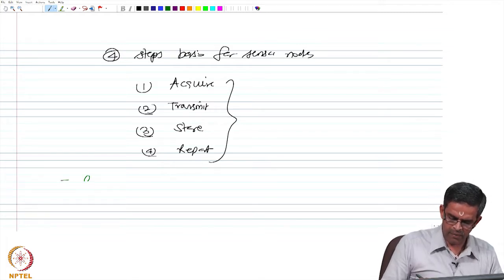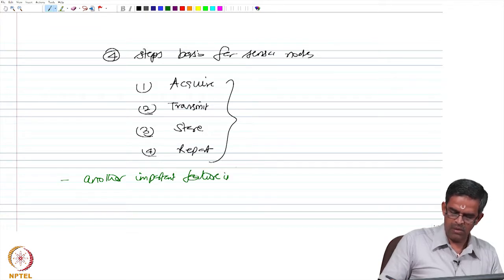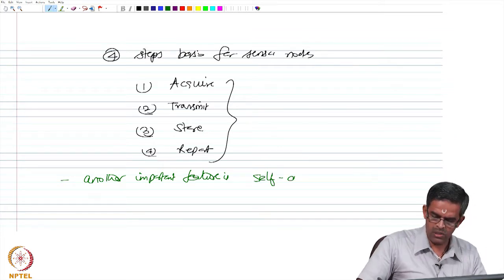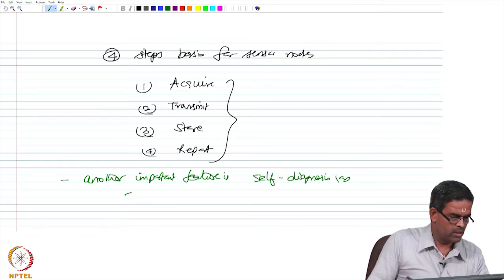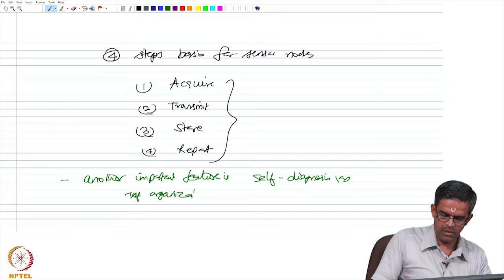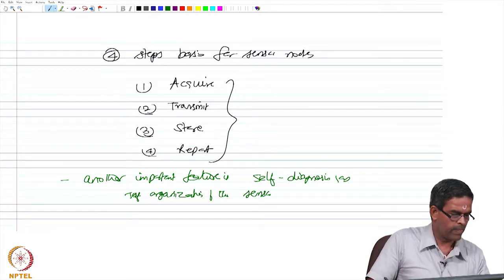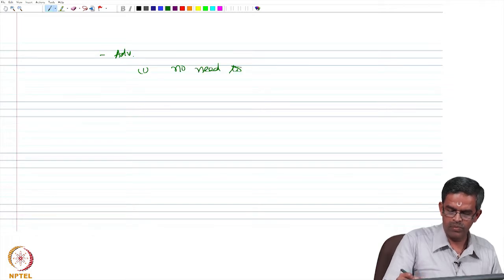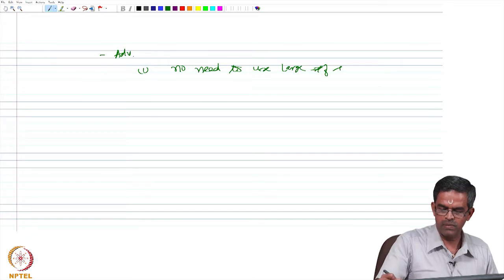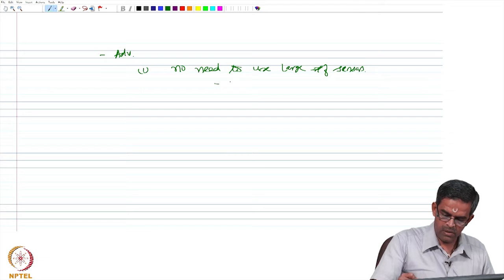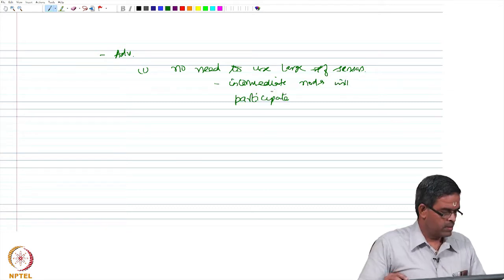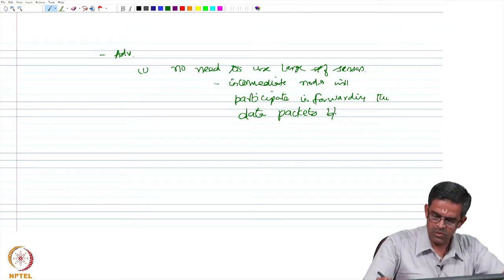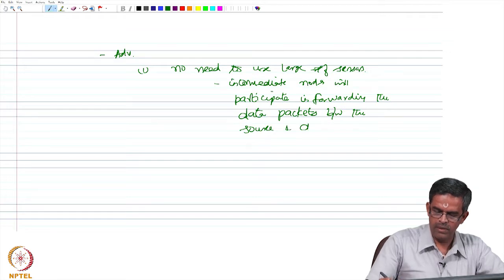Another important feature we have in this case is self diagnosis, or I should say self organization of the sensors. The advantage in this case is no need to use a large number of sensors, because the intermediate nodes will participate in forwarding the data packets between the source and destination.